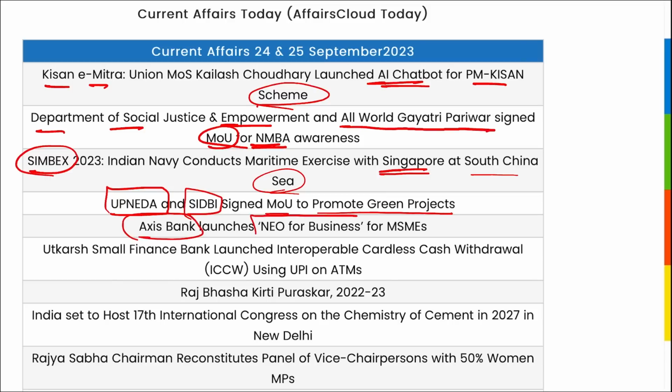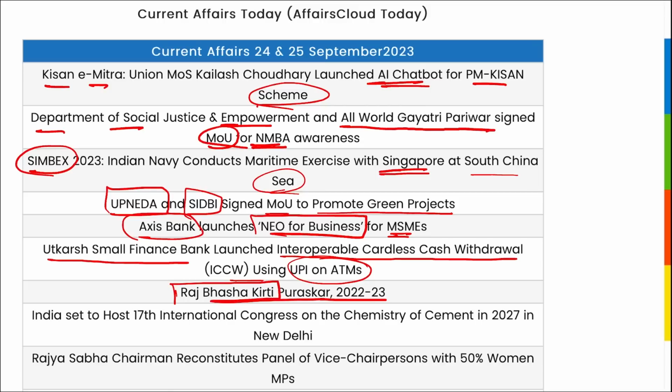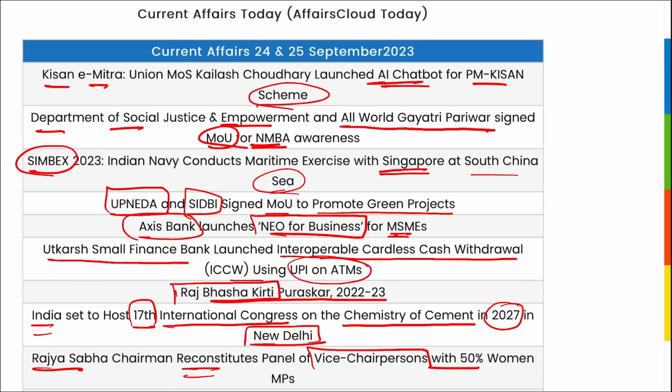Axis Bank, they have launched Neo for Business for MSMEs. Utkarsh Small Finance Bank launched interoperable cardless cash withdrawal using UPI on ATMs. Then Raj Bhasha Kirti Puraskar was awarded recently. India is set to host the 17th International Congress on the Chemistry of Cement in 2027 and the location is New Delhi. Rajya Sabha chairman reconstituted a panel of vice chairpersons with 50% women MPs.